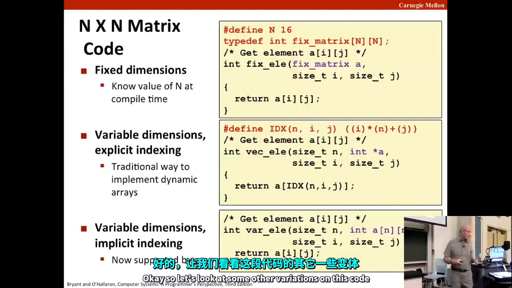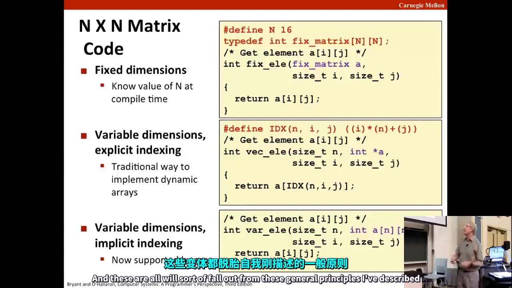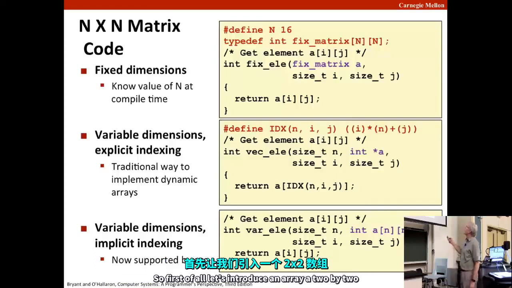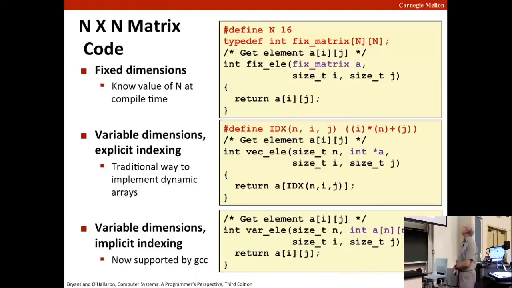OK, so let's look at some other variations on this code. And these all will sort of fall out from these general principles I've described. So first of all, let's introduce a 16 by 16 array of ints.